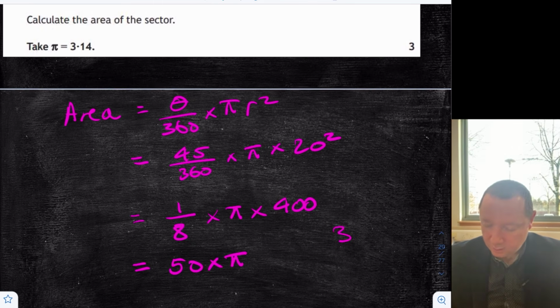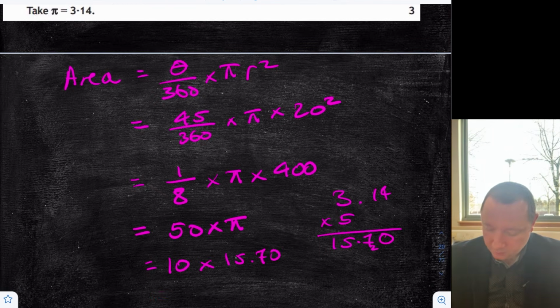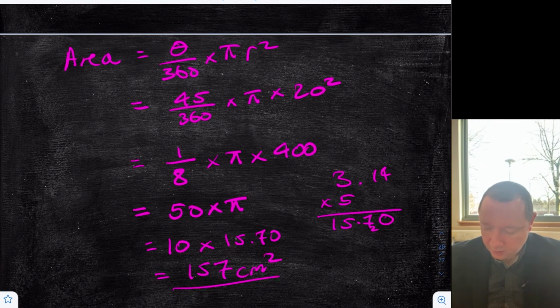you can just at the side do 3.14 times 5, 5 4s is 20, 5 1s is 5 plus 2 is 7, 5 3s is 15, you get 15.70, so that's times by 5, so it's 10 times 15.70, which is 157 centimetres squared for our final answer. Another quick way at this point would be to times by 100 and then divide by 2.